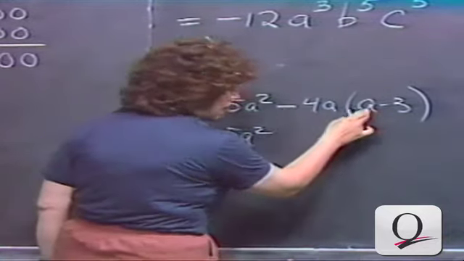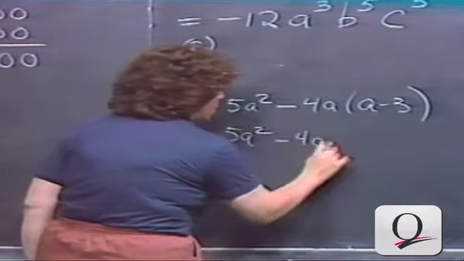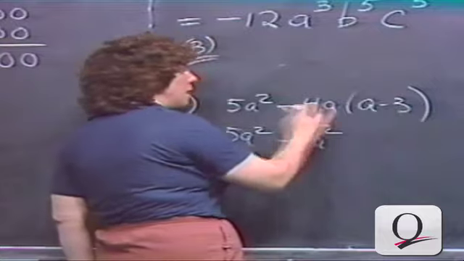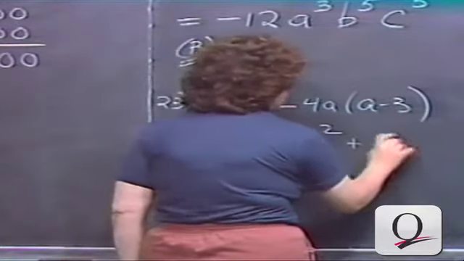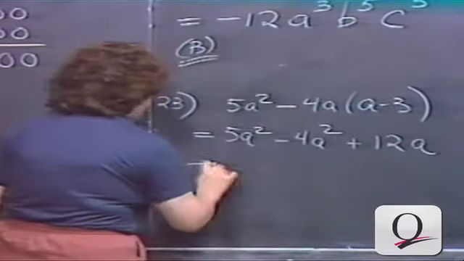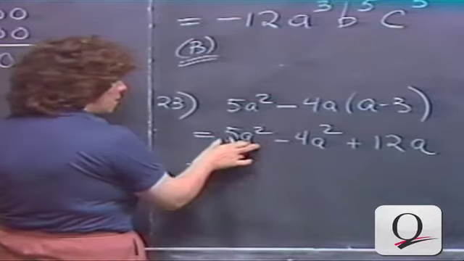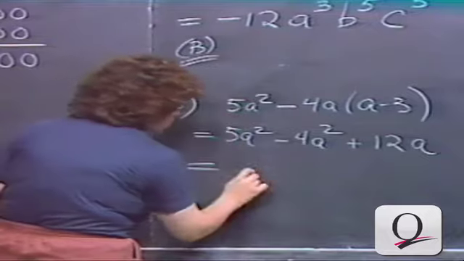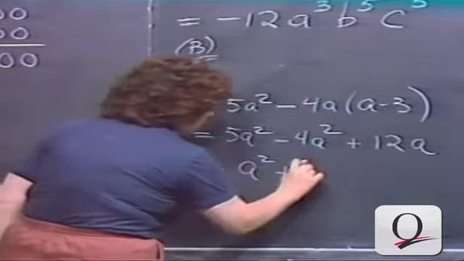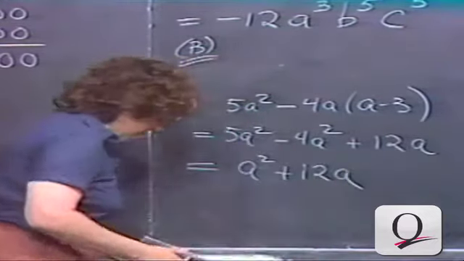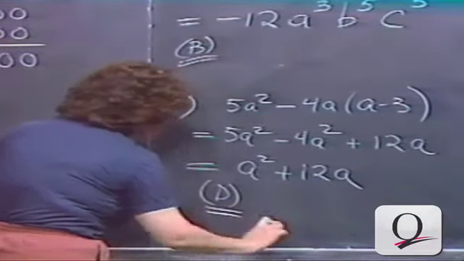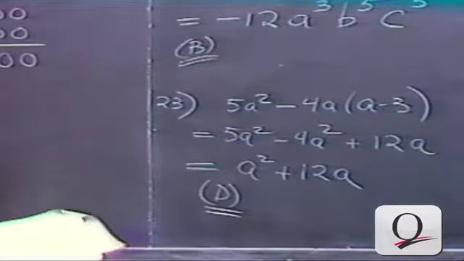Minus 4a times a is minus 4a squared. Minus 4a times minus 3, minus times a minus is plus 12a. So, combining the like terms, 5a squared minus 4a squared gives us 5 minus 4, 1a squared, or a squared, plus 12a. A squared plus 12a, which is choice D on the test.